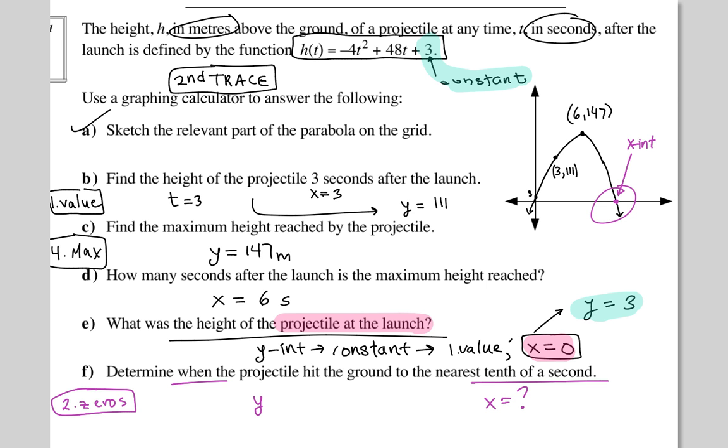Okay, so when y is 0, x is 12.1 seconds. When the height is 0, that means it's hit the ground. The height is 0. Okay, is there anything left on that?